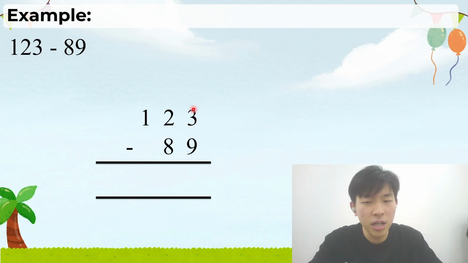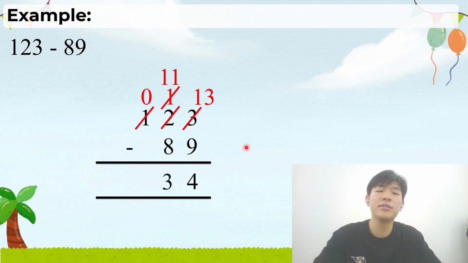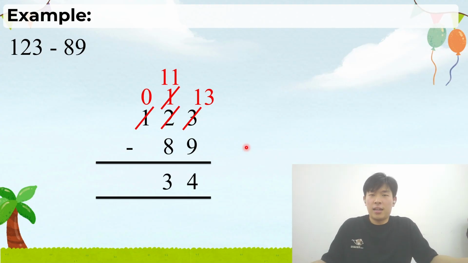So let's try. 3 minus 9, can we minus? Cannot. What should we do? Borrow. So borrow here becomes 1, and here becomes 13. And 13 minus 9 will be 4. Okay, so 1 minus 8 cannot minus. What should we do? Borrow. So this becomes 0, and this will become 11. 11 minus 8 will be 3. Perfect. So we get the answer very quickly.